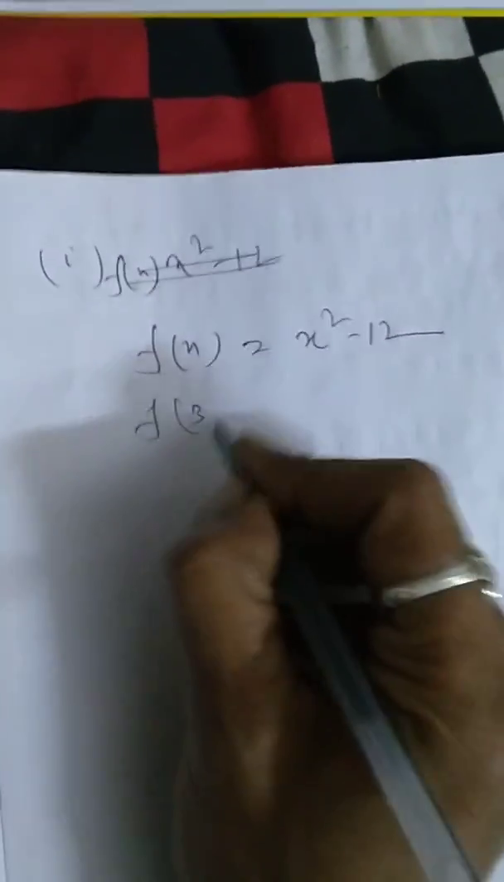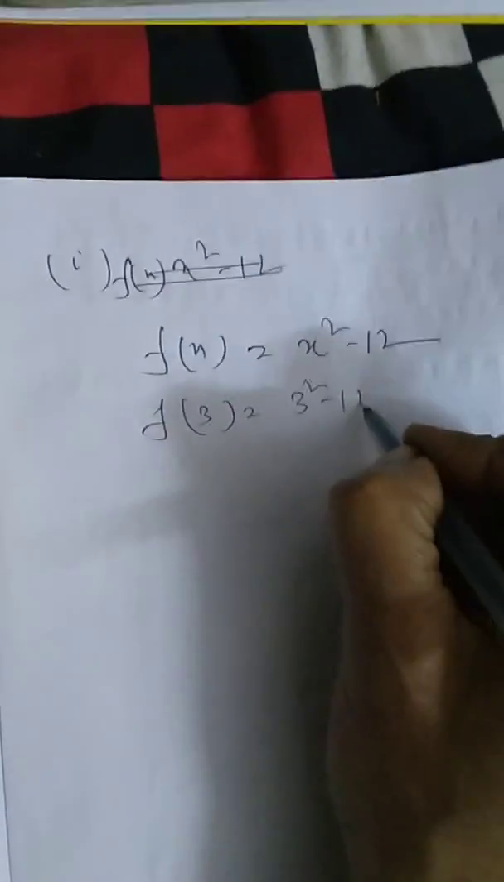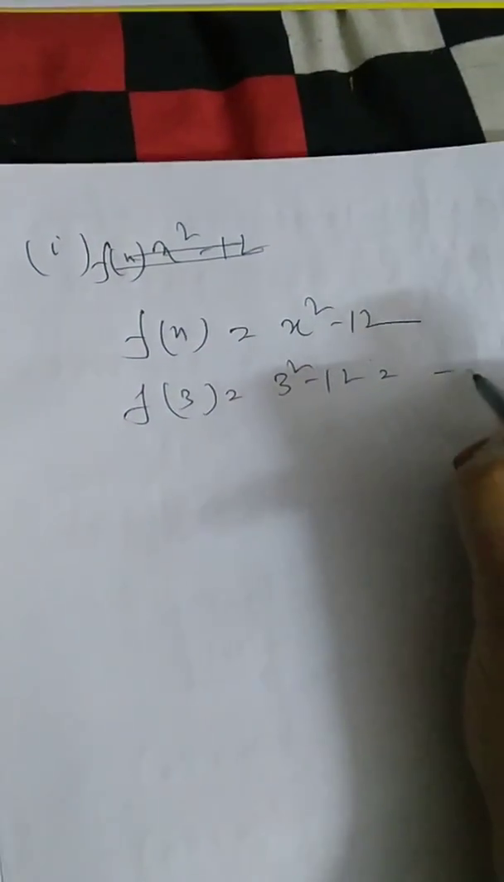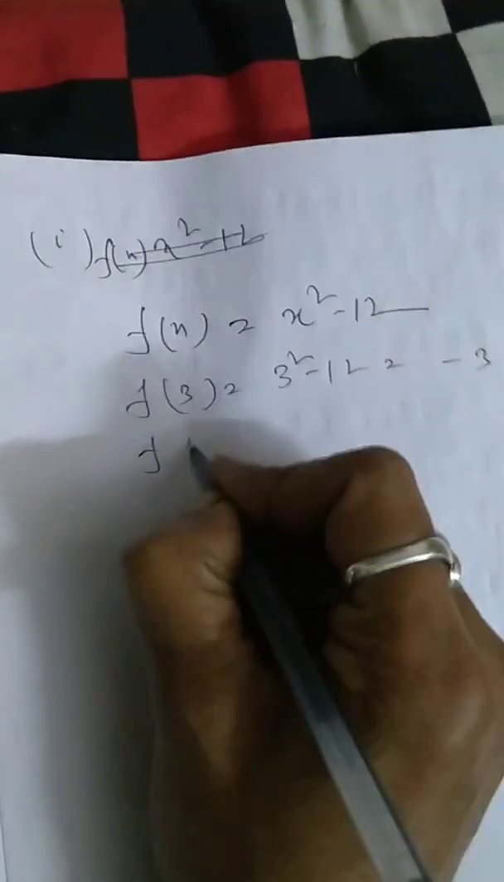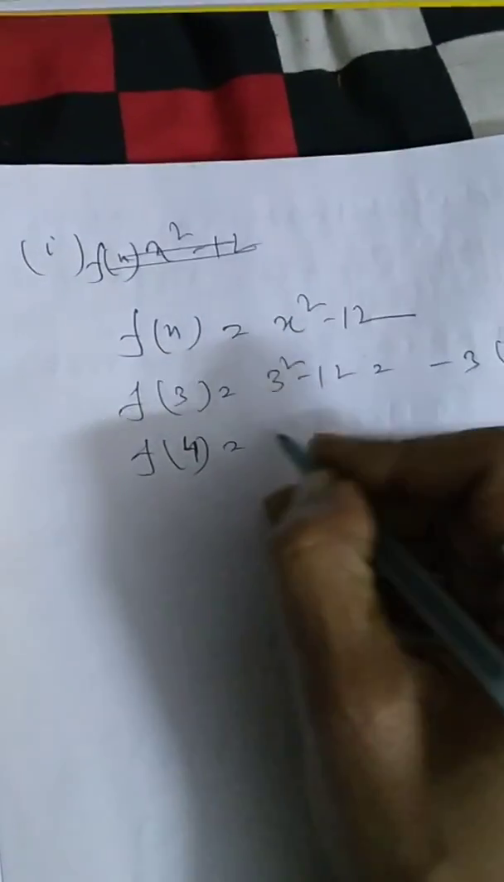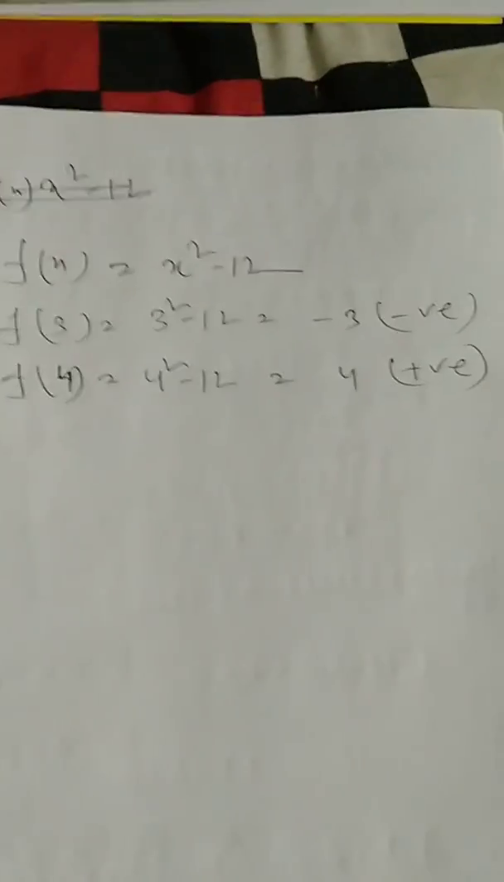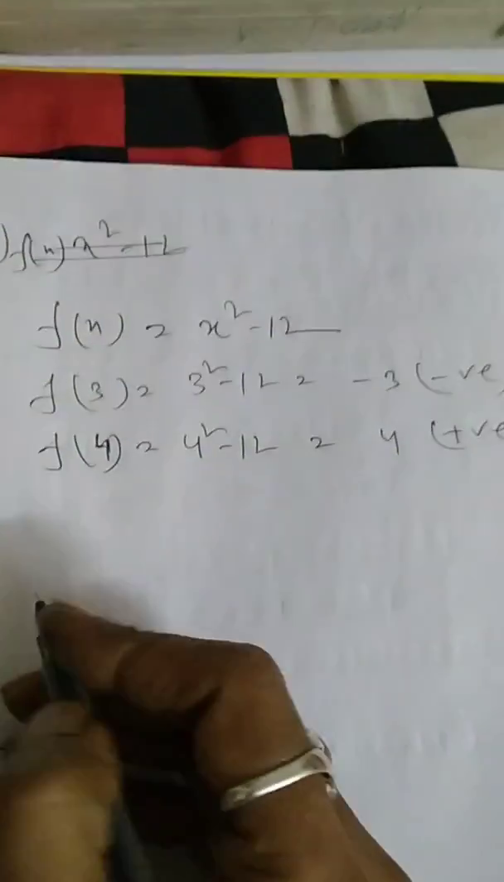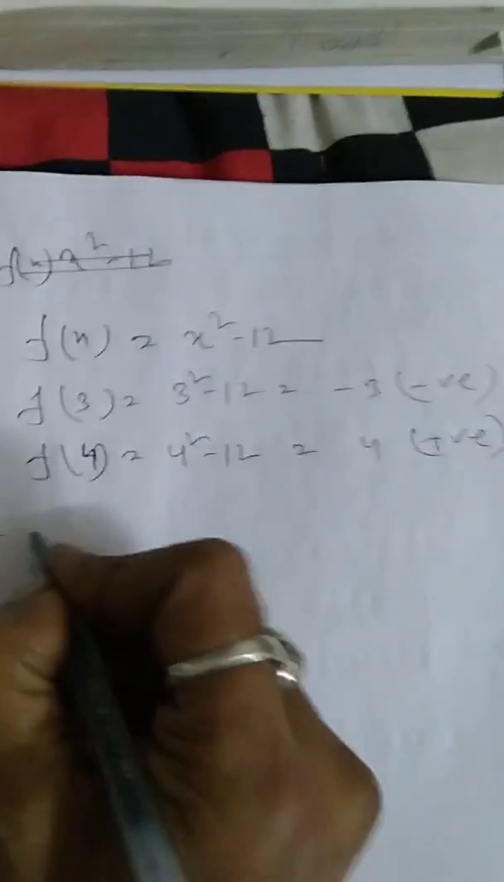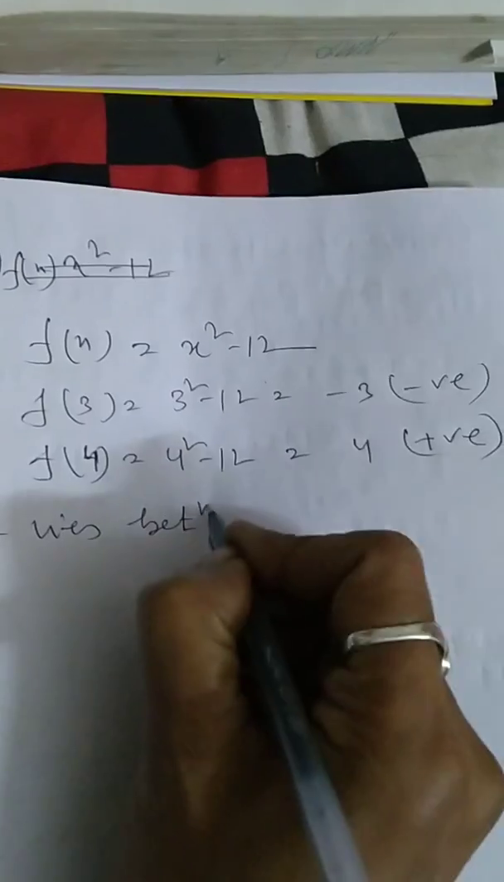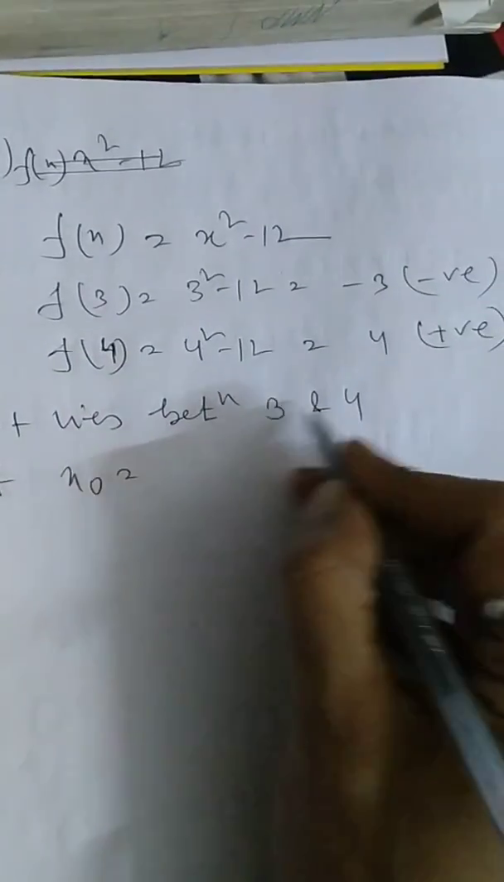So f of 3 is 3 square minus 12, that is 9 minus 12, equals minus 3, that is negative. And f of 4 equals 4 square minus 12, that is equals 4, that is positive. So definitely we can say the root lies between 3 and 4. Now let x0 equal the midpoint of 3 and 4, just 3.5.